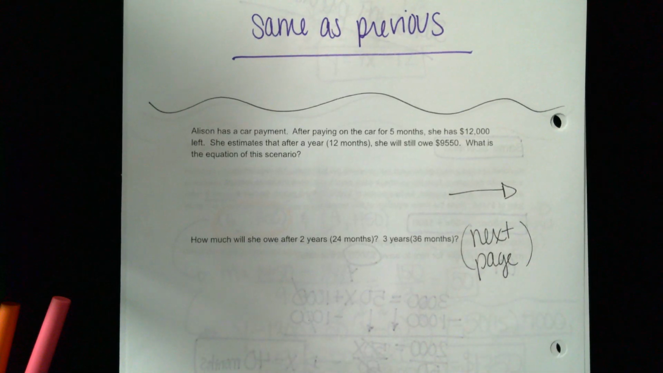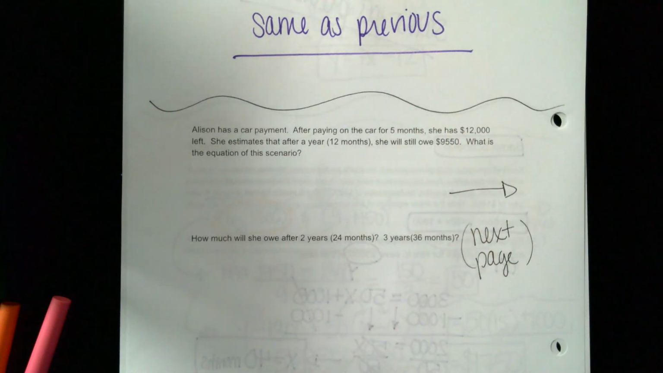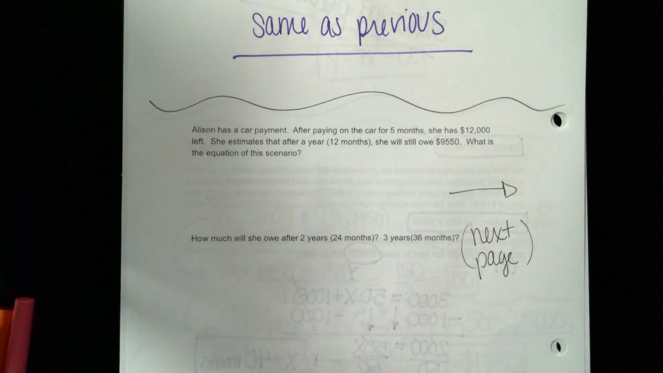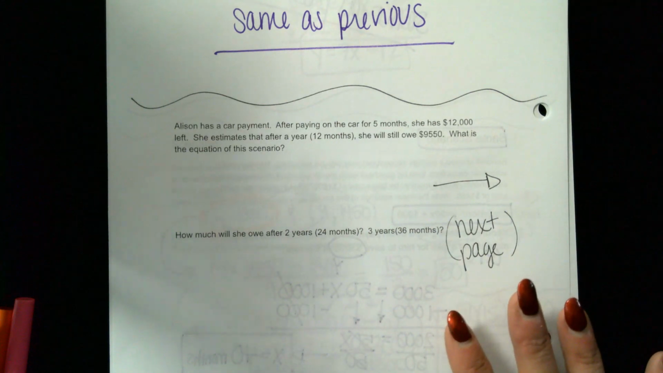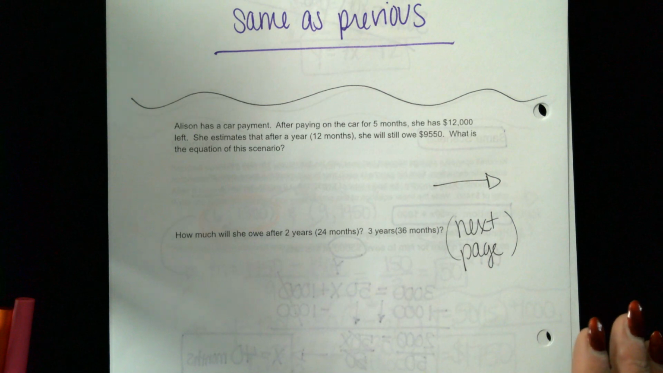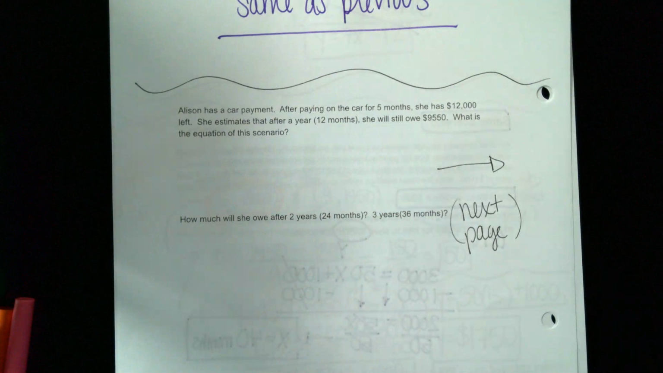Allison has a car payment. After paying on the car for 5 months, she has $12,000 left. Now you got to remember, she's paying on this car, so it's going to decrease over time, right? When we were dealing with the savings account, you would hope that your savings account would increase over time, so it makes sense that a savings account problem would have a positive slope. But if you have a word problem where things are decreasing, would you still expect a positive slope? We should probably get a negative slope this time, okay?